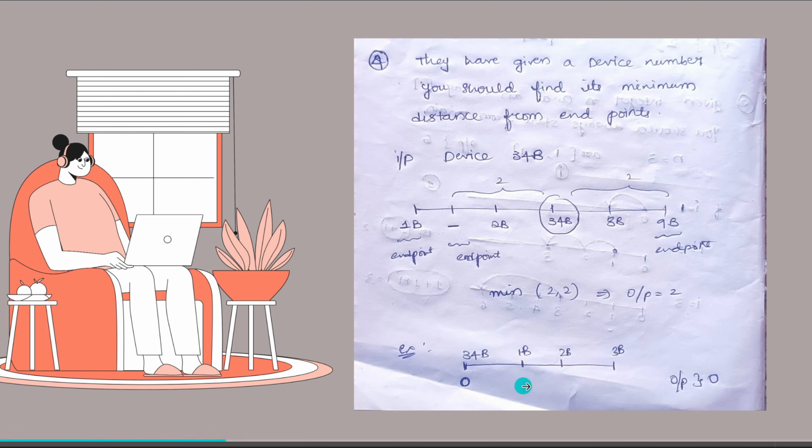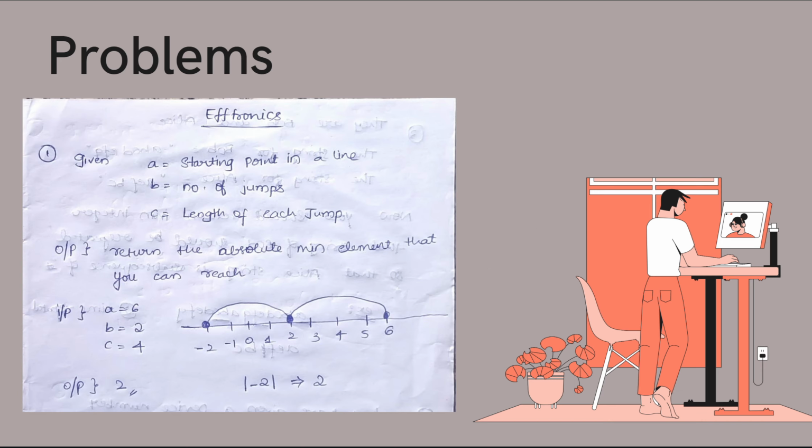Okay, see another example. 34B, 1B, 2B, 3B. 34B itself is at the endpoint, so your distance from the endpoint is 0. That you should return. Okay, that is the thing with this fourth question. I hope you understand all the questions.